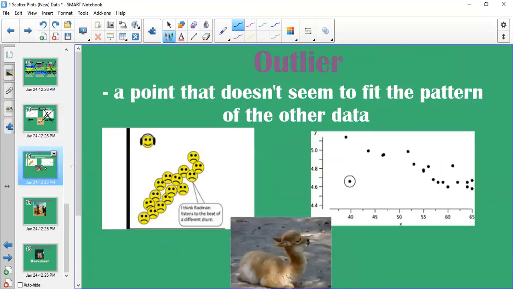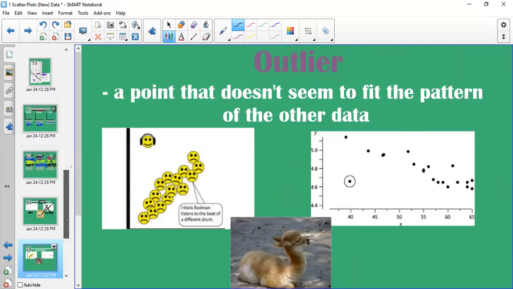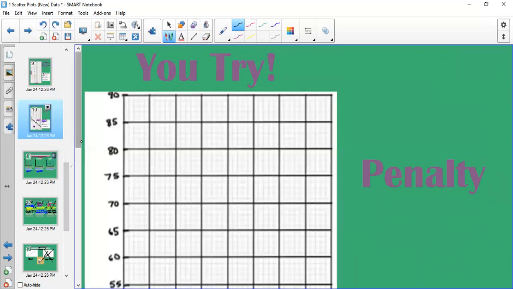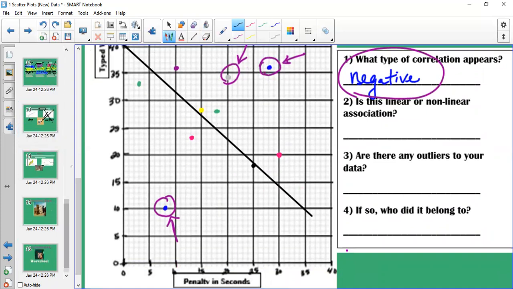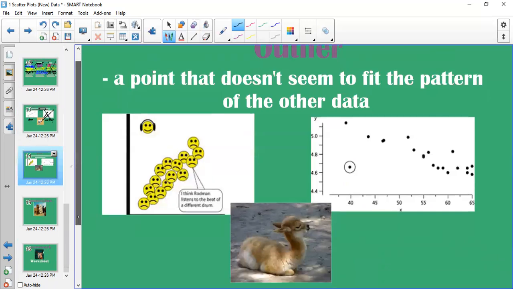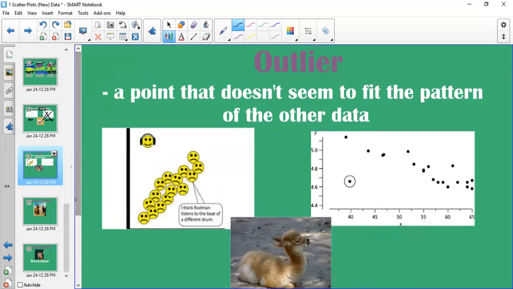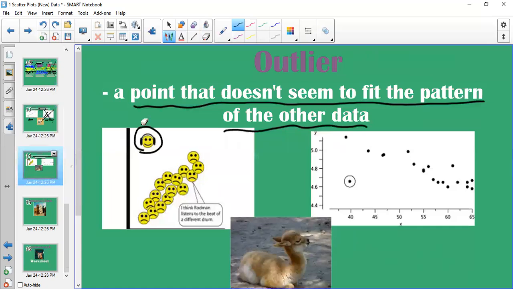All right, and the last little bit. If you remember when we originally graphed our scatter plot, we had some people that were on the outside or that didn't match our data, and we called those outliers. Okay, so going back to that, we have an outlier here. The formal definition is a point that doesn't seem to fit the pattern of the other data. So you can notice this guy does not seem to match the pattern. So that would be an outlier.